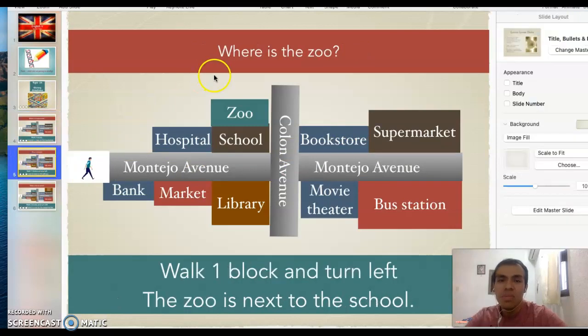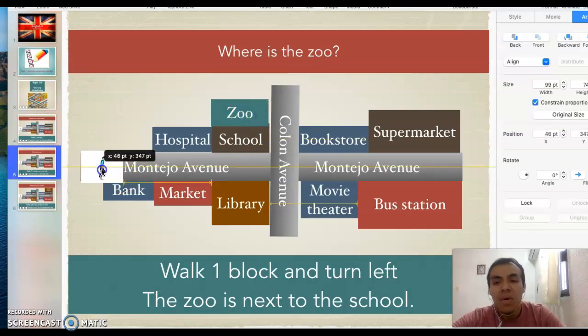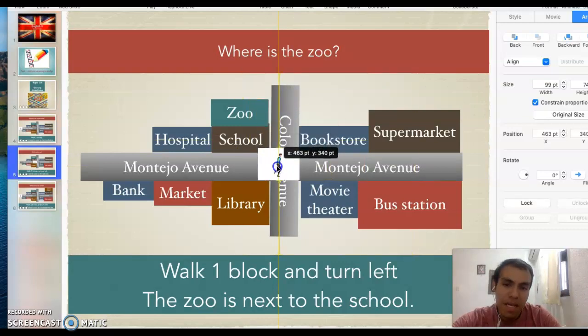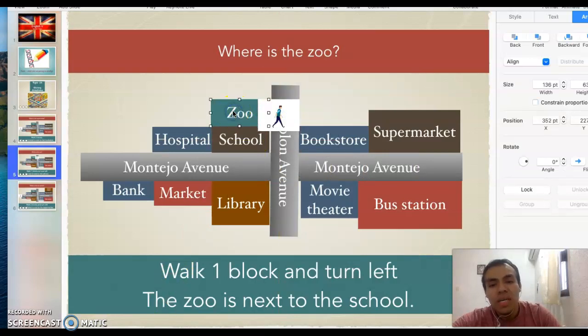Example number 2. Where is the zoo? Where is the zoo? And here we have the zoo. Again, walk 1 block. I am here. Walk 1 block and turn left. The zoo is next to the school.